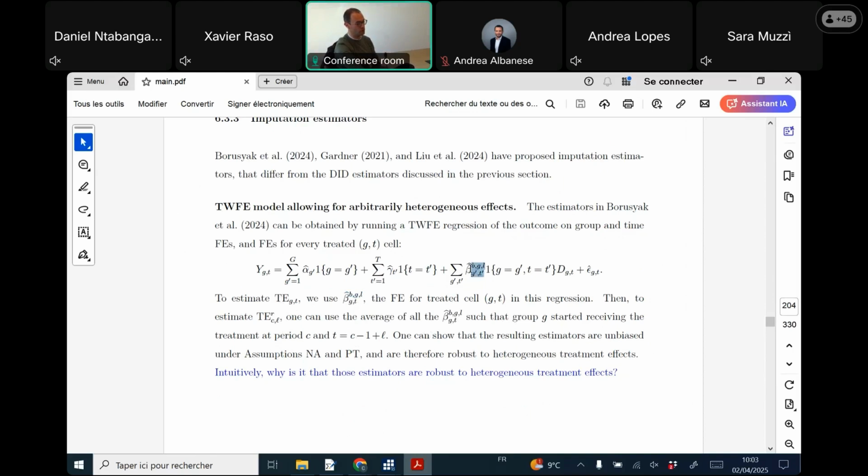So it's possible to show that those estimators are indeed unbiased under the no anticipation and parallel trends assumption, and therefore those are heterogeneity-robust estimators. So intuitively, why is it that those estimators are robust to heterogeneous effects?